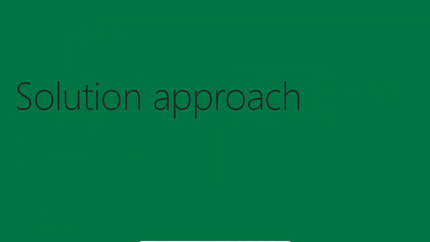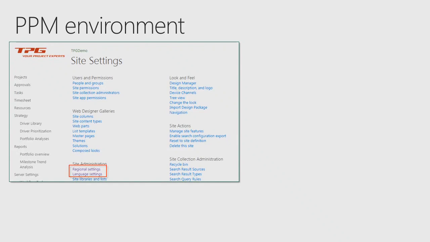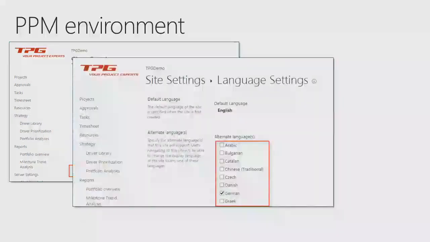So let's look a little bit into a solution approach. What do we think might help you in using Microsoft Project Server on a global basis? On the PPM environment, it's as easy as maybe regional settings and language settings, and I'll point out and really show you what's in there in Project Online, so you get a first glimpse of what's happening there. It's all about my personal settings that I can determine in here.